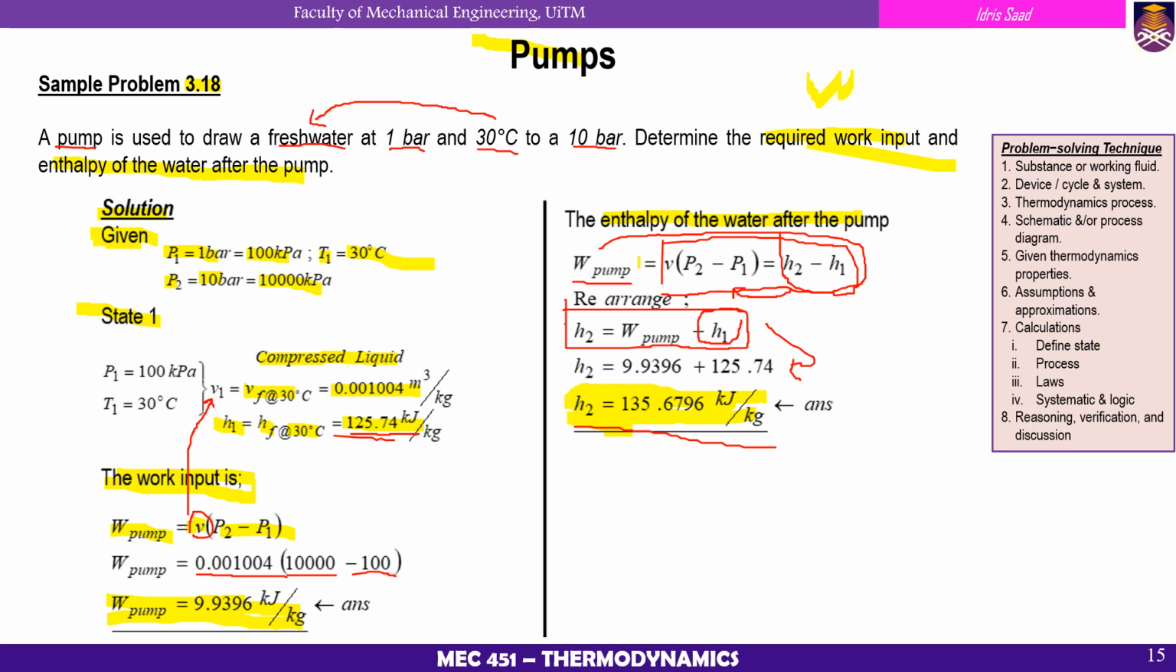So this is the way to use the energy balance equation for the pump. Please remember, for the pump, we have to understand this relationship: work pump is equal to specific volume multiplied by the pressure difference, which is also equal to H2 minus H1. Then we can divide this equation into two parts and solve it one by one. So please do the practice for the pump, in order to master your knowledge of the energy balance equation.